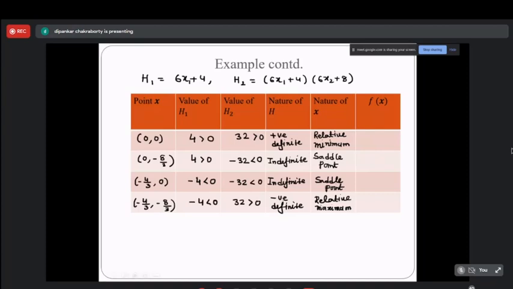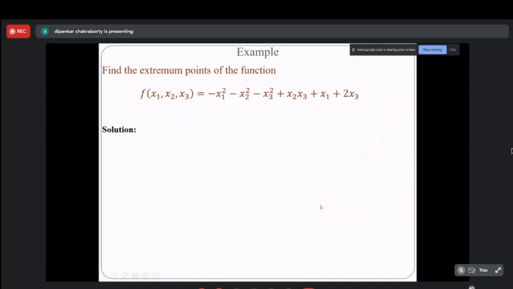Okay, this is the function. We have to find the extremum points of this function. That means again you have to find the relative maximum and relative minimum. First of all, we are going to find the gradient of the function f(x). That means we find del f del x1, del f del x2, and del f del x3, because this function has 3 unknowns, x1, x2, x3.